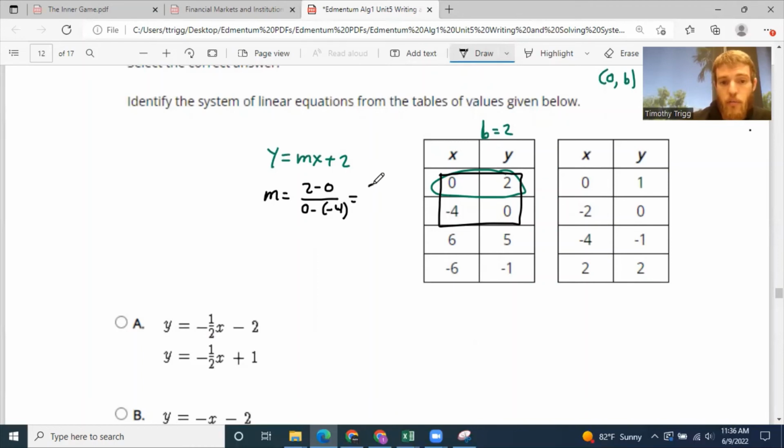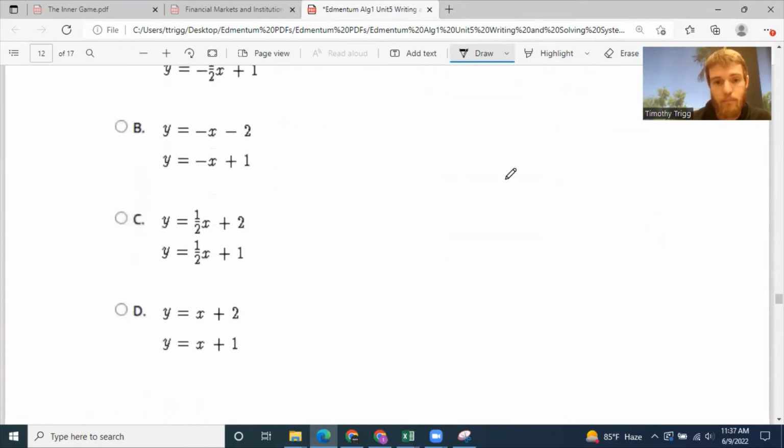2 minus 0 is, of course, 2. 0 minus -4, well, that double negative on the 4 makes that a +4. So that's going to be like that. You can reduce this fraction by a factor of 2, dividing both top and bottom by 2, giving us a slope of 1/2. So for this first table, the equation would be 1/2 x plus 2. See if you could find the equation for this second table.